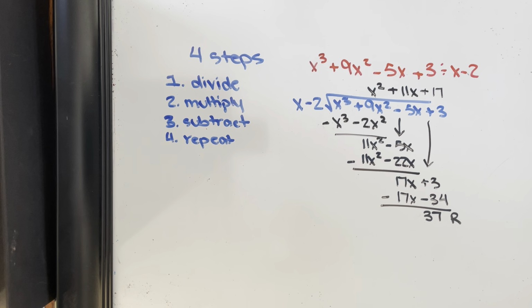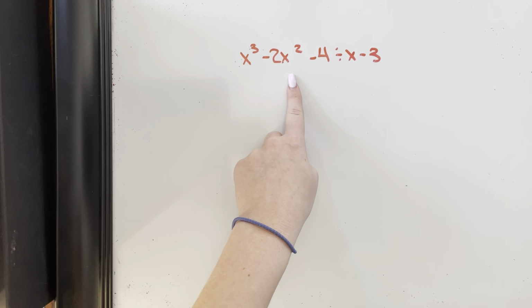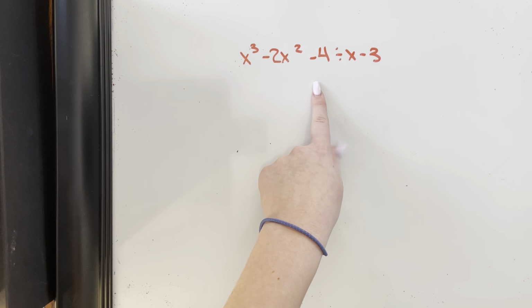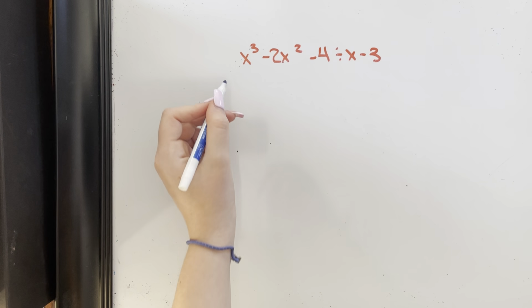So now let's move on to another example. So in this example, if you notice, we are missing an x value. It goes from x cubed to x squared, but then we're missing a single x term. So if you ever come across this, you always have to add a 0x.